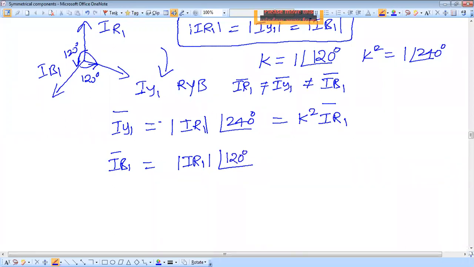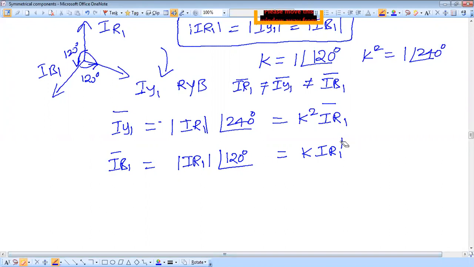You see, in the anti-clockwise direction, the R phase is the reference. How much angle is it? The displacement is 120 degrees. So IY1 is 1 at an angle of 120 degrees, which you can write as K. Similarly, I can write IB1 vector as K times IR1 vector. It is a very important relation: IY1 equal to K square times IR1, and IB1 equal to K times IR1 vector.